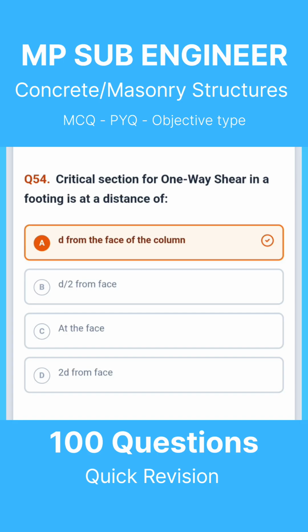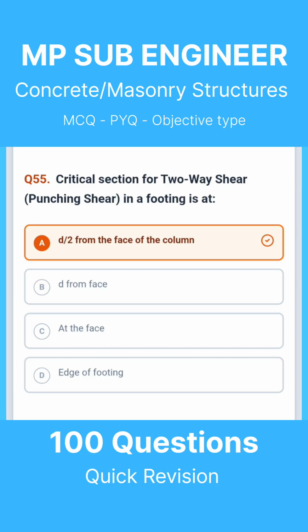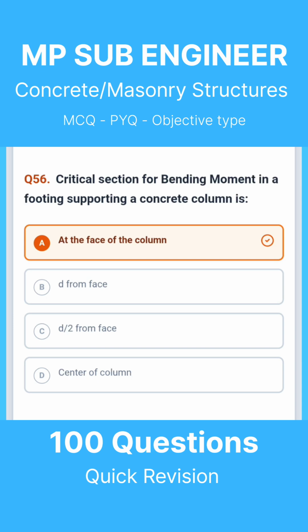Question 54. Critical section for one-way shear in a footing is at a distance of. The correct answer is d from the face of the column. Question 55. Critical section for two-way shear, punching shear, in a footing is at. The correct answer is d divided by 2 from the face of the column. Question 56. Critical section for bending moment in a footing supporting a concrete column is. The correct answer is at the face of the column.